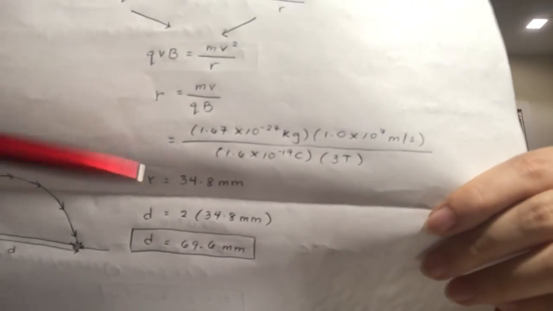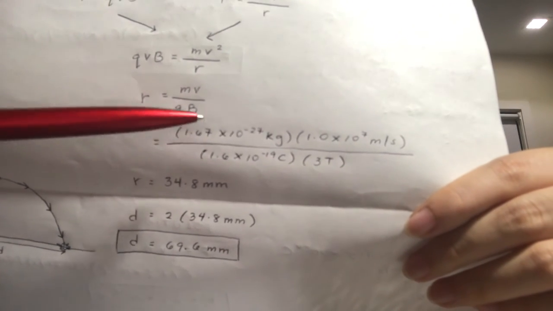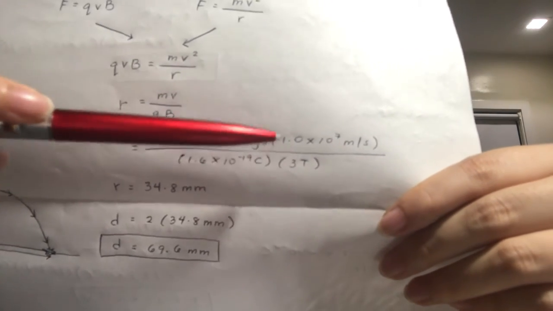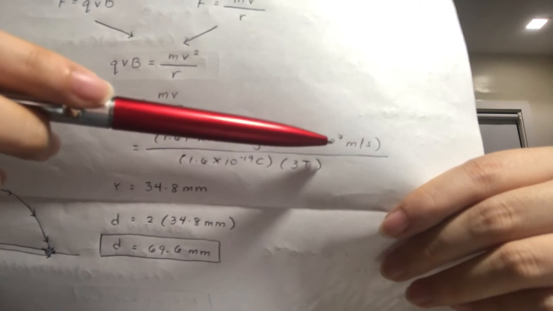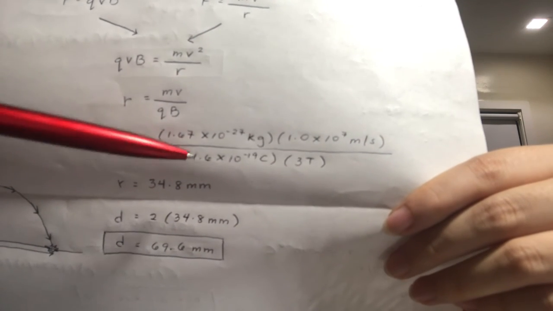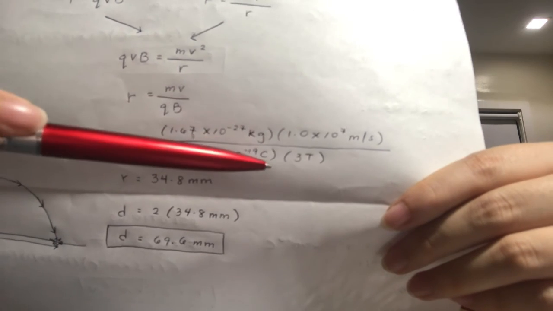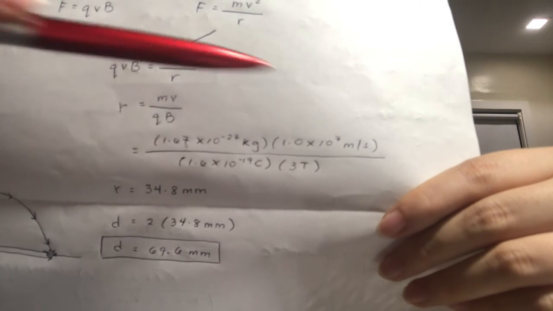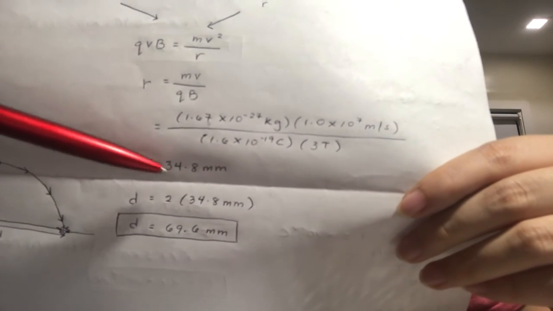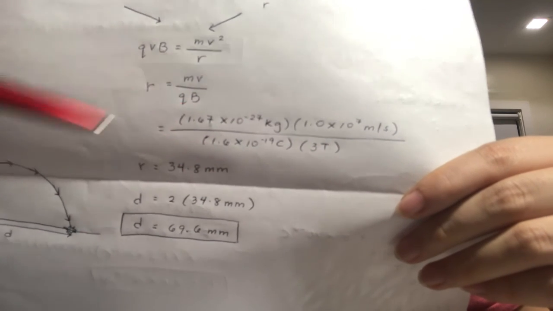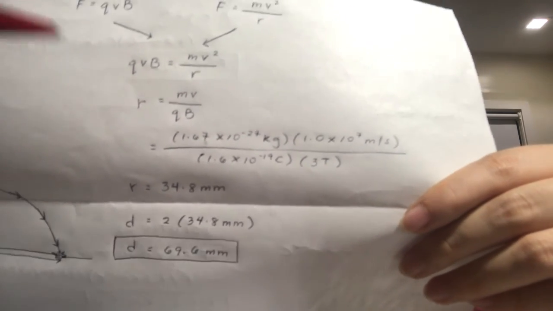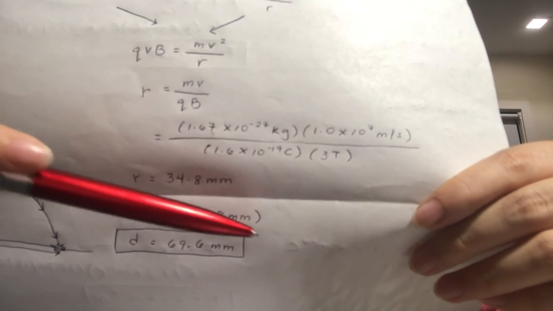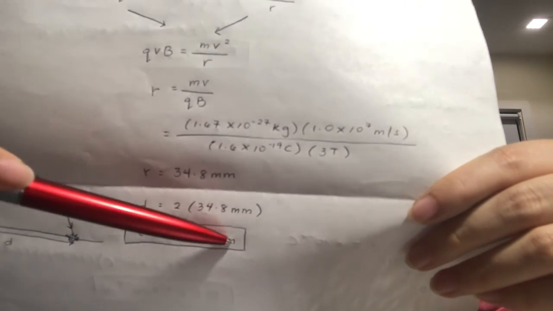So r is equal to 1.67 × 10^-27 kilograms times 1.0 × 10^7 meters per second, all over 1.6 × 10^-19 coulombs times 3 Tesla. We compute this to get the radius, which is 34.8 millimeters. Twice this value is the lateral offset of its crash point from the entrance. So 2 times the radius, 34.8 millimeters, we get 69.6 millimeters.